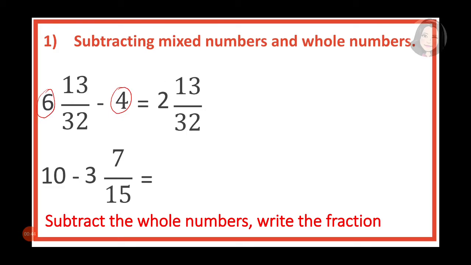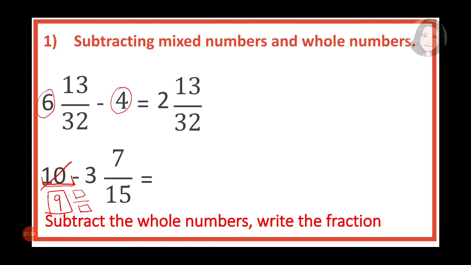Now, focus and pay attention to the second example. 10 minus 3 and 7 out of 15. This 10 over here is a whole number. I need to change it into a mixed number, which means that I need to change it into a whole, and next to it I have a fraction. How do I do that? I subtract 1 from the 10, so this will make it a 9.